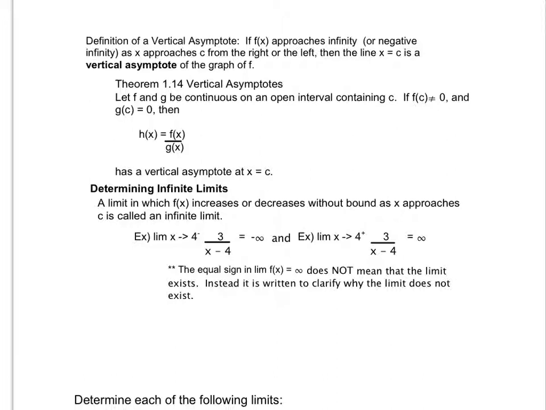the left or the right, then we know that there's a vertical asymptote there. Remember, it never actually touches the vertical asymptote. It just keeps increasing or decreasing. So here's one of our theorems in our calc book on vertical asymptotes.